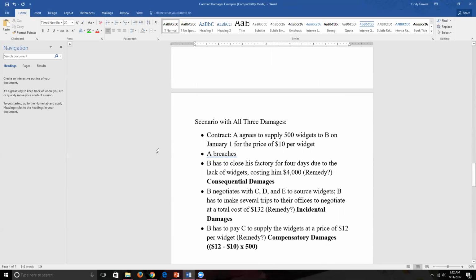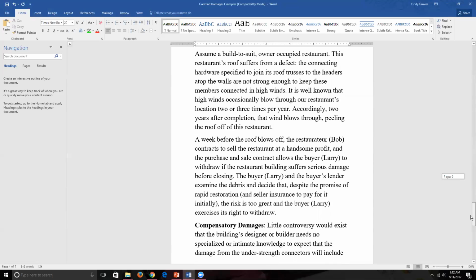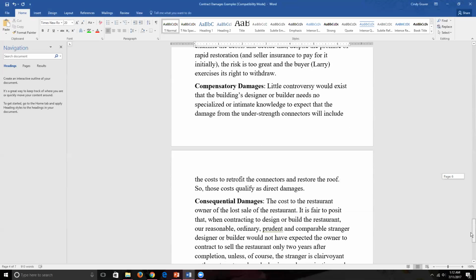We already covered this scenario in the PowerPoint that we covered for Lecture 1. And again, we talked about widgets and the price of widgets and widgets being delivered too late and all that good stuff. So let's move on to another scenario. But this is our last scenario that we'll cover.